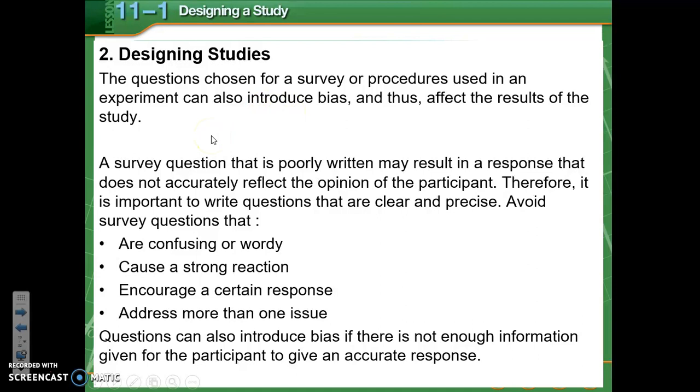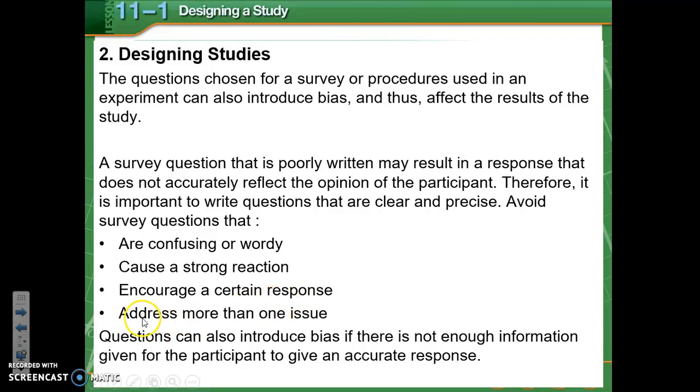Poorly written survey questions, for example, can really affect your data, and they would give you information that would not be helpful. So you need your questions to be clear and precise, and you need to avoid survey questions that are confusing or too wordy. If they're too hard to understand, you won't get accurate data. Also avoid questions that cause a strong reaction, so you want your questions to be as neutral as possible. Avoid questions that encourage a certain response. Again, you want your questions to be neutral. You don't want them to push people toward one direction or another.